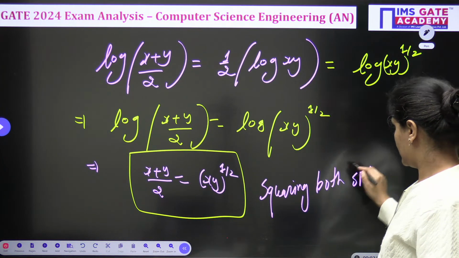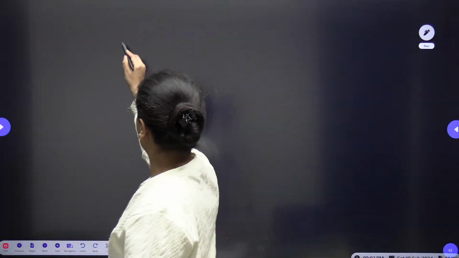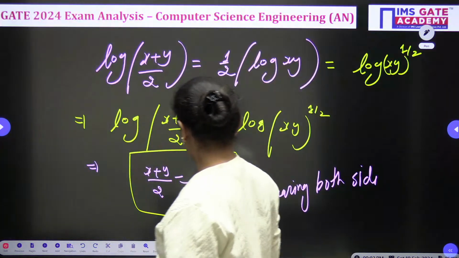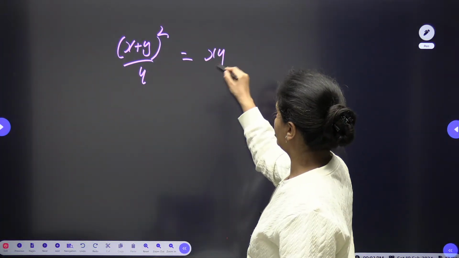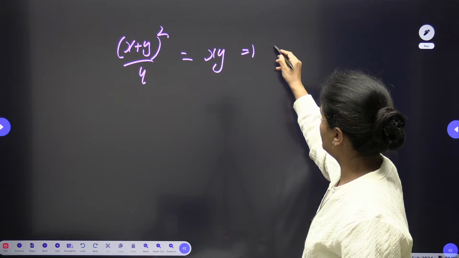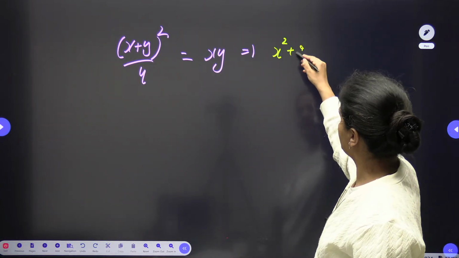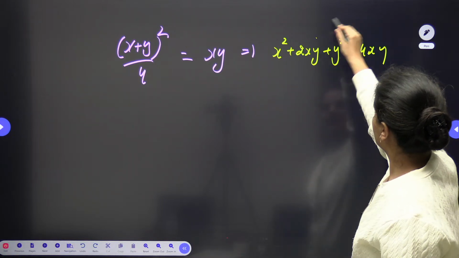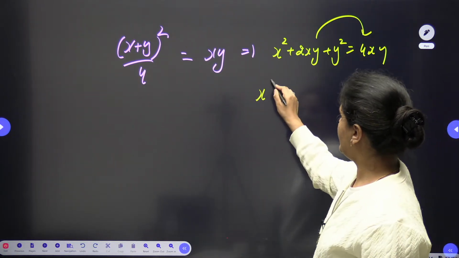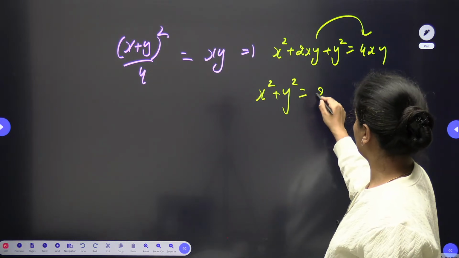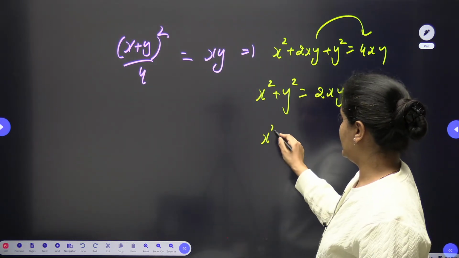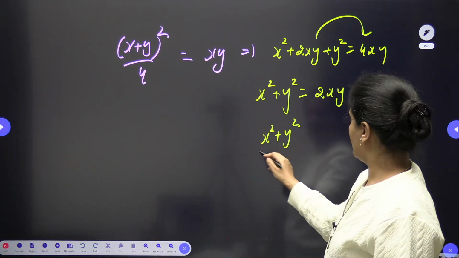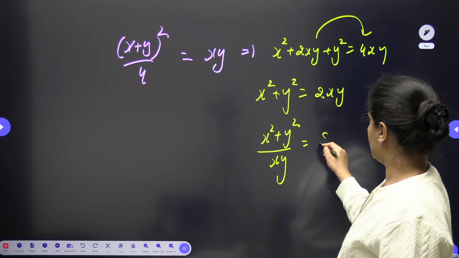Squaring both the sides, it will be (x plus y) whole square by 4 equals xy. Let's open the square: a square plus b square plus 2ab, so x square plus y square plus 2xy equals 4xy. Shifting this, x square plus y square equals 2xy. But it's not required yet. My required thing is x by y plus y by x. So (x square plus y square) by xy equals 2.